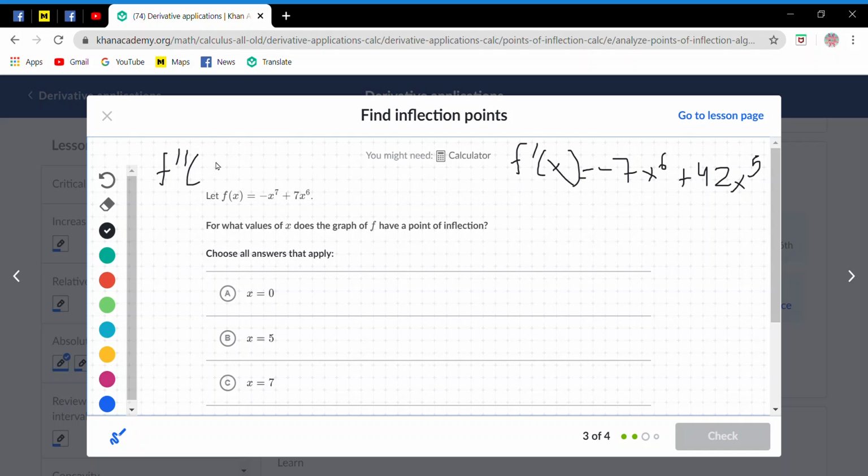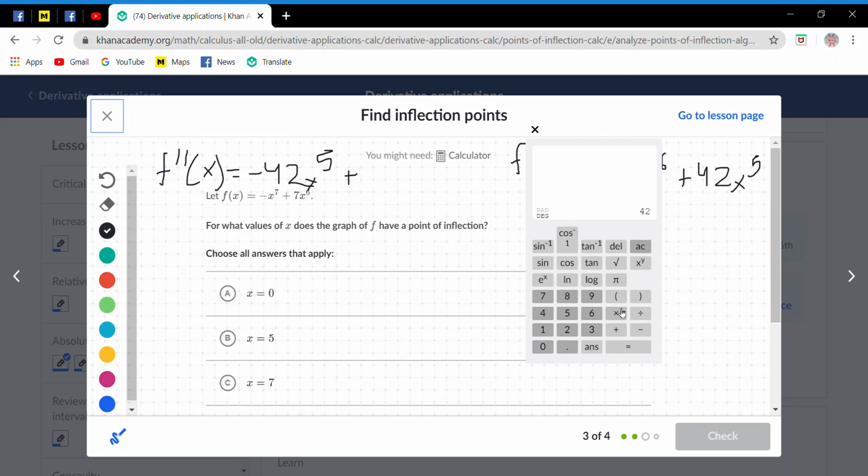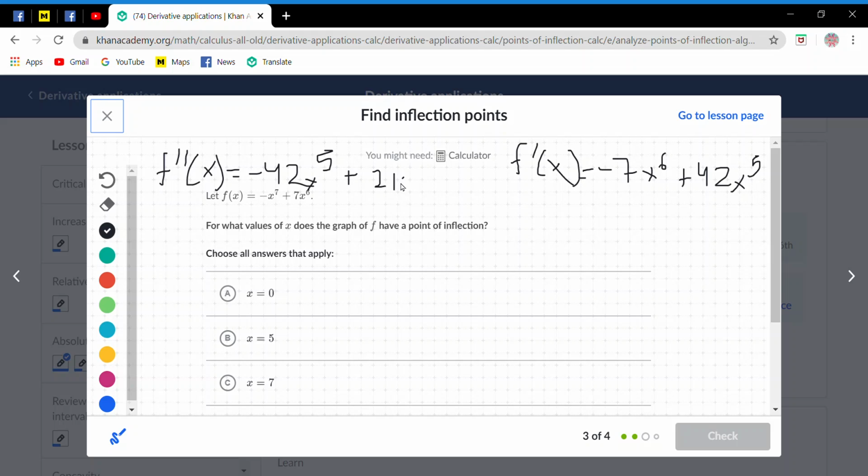F double prime of x equals, so this becomes negative 42 x to the 5th plus 42 times 5. 42 times 5 is equal to 210, so plus 210. So this is our second derivative of f. Now we have to find when this is equal to 0.